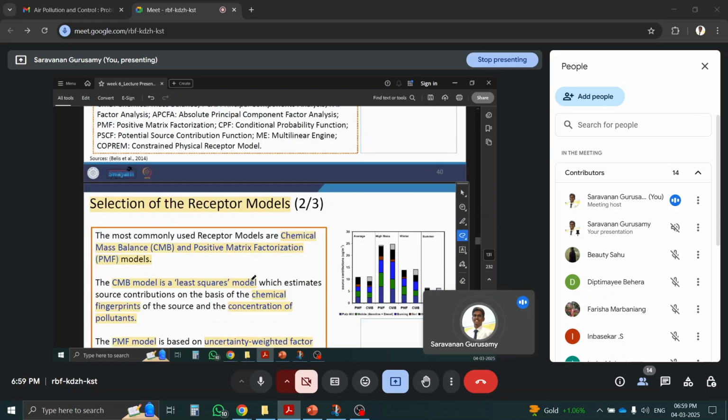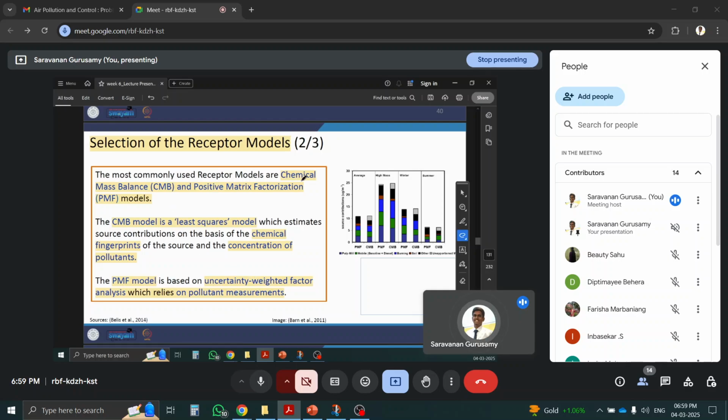Then the selection of receptor models. As I mentioned, there are two models. One is chemical mass balance, and another one is positive matrix factorization, the CMB and PMF models. CMB is a least square model, which estimates the source contribution on the basis of chemical footprints and the concentration of the pollutant. But the PMF model is based on uncertainty weighted factor analysis, which relies on the pollutant measurement.